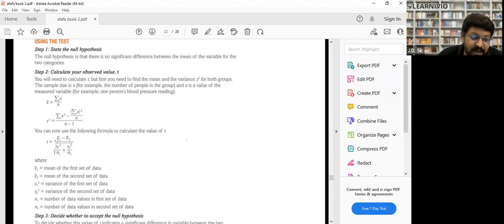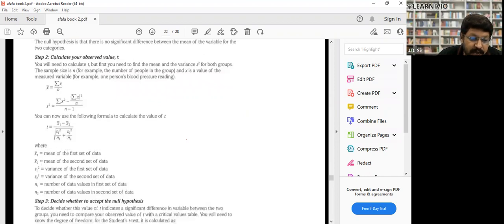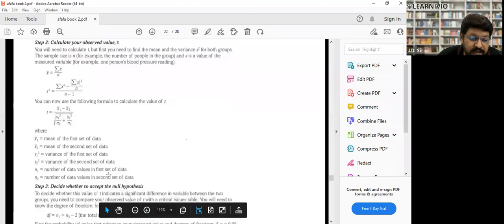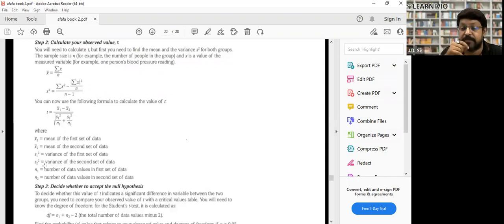x1 bar, x2 bar. x1 bar is the mean of the first set of data, x2 bar is the mean of the second set of data, s1 is the variance of the first set of data, s2 is the variance of the second set of data, n1 is the number of data values in the first set, same thing, right? Now you only have to remember the variables. You will get the variables in the question, when you get the data, if they want you to calculate the same.